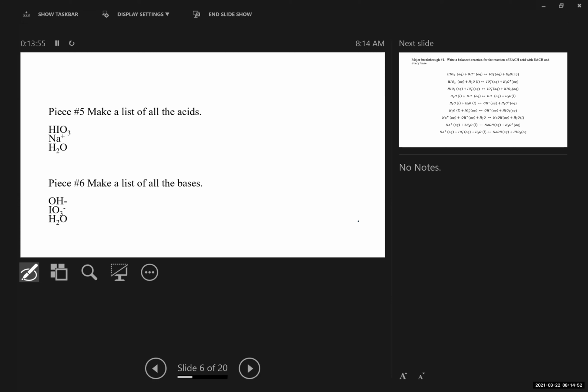At this point, what do I want to do? React each acid with each base. I turn you back to your previously scheduled.